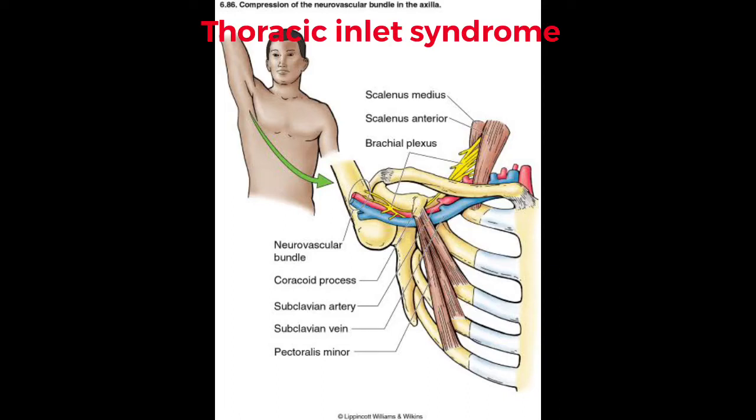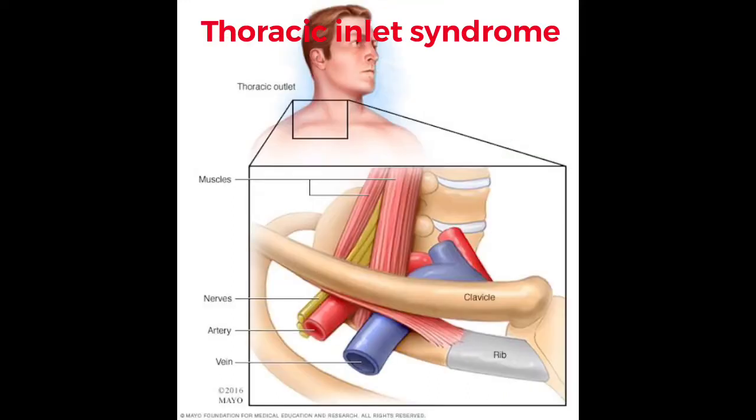The thoracic inlet syndrome is caused due to trauma, or due to repetitive arm movements, or due to tumors, or else it is also caused due to the cervical rib. The presence of a cervical rib will also cause the thoracic inlet syndrome.